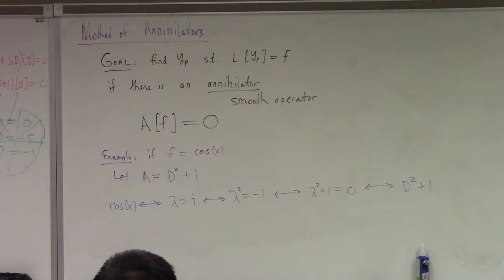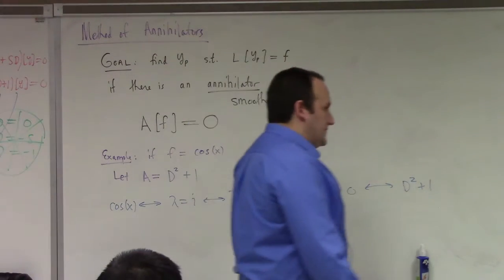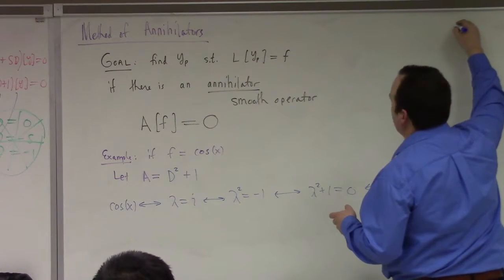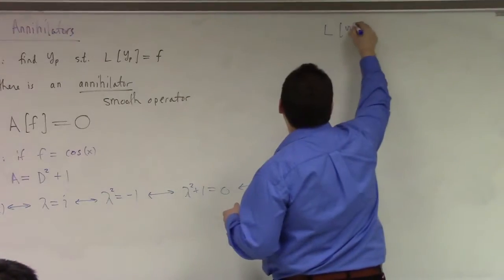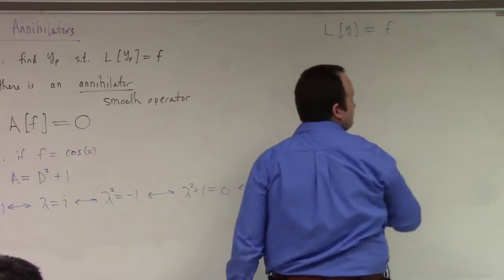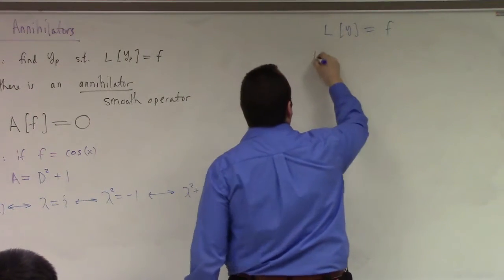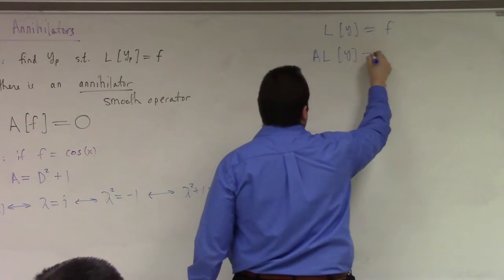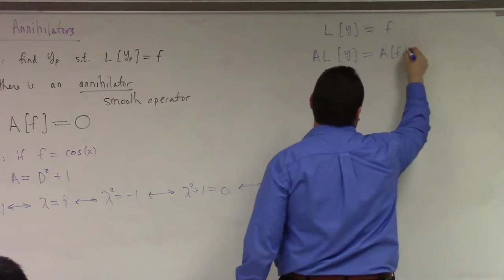Another way of saying, if you feed cosine to D squared plus 1, it's gone. So think about this. If I have L of y equal to f, and if I annihilate both sides, AL y equal to AF, what happens?